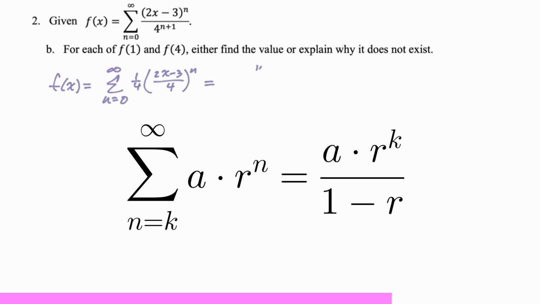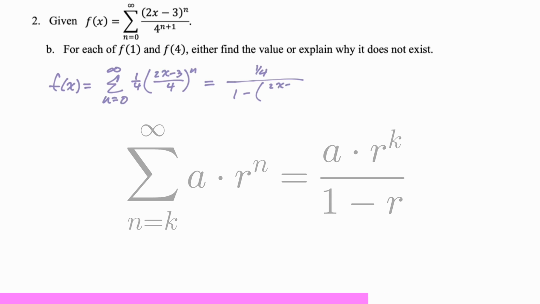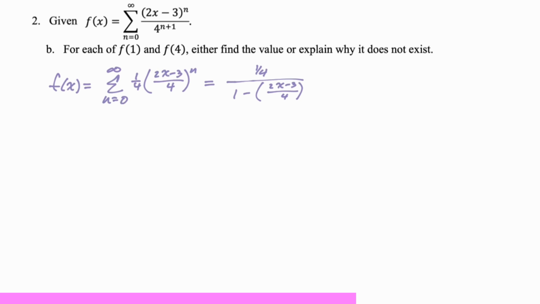So I just get 1/4. So the first term is 1/4 over 1 minus, and then the ratio is the thing to the n, so 2x minus 3 over 4. You can clean this up. I'm going to get a common denominator in the denominator, which gives me 4 minus the quantity 2x minus 3, all over 4. But then it's a complex fraction, so I'm going to keep change turn, is how I do that. Multiply by the reciprocal. You get 4 times 1/4 is 1, and then you have your 4 minus quantity 2x minus 3.